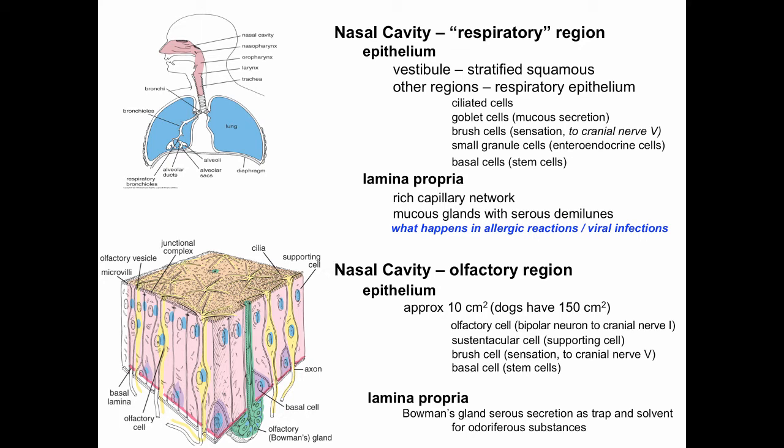There are sustentacular cells or supporting cells. There are brush cells, just like in the respiratory region of the nasal cavity. And there are stem cells, as there are in the respiratory region. The lamina propria in the olfactory region has Bowman's glands, which secrete a serous substance, and this secretion will act as a solvent for odoriferous substances, and as we said, it will help to trap particulate materials.